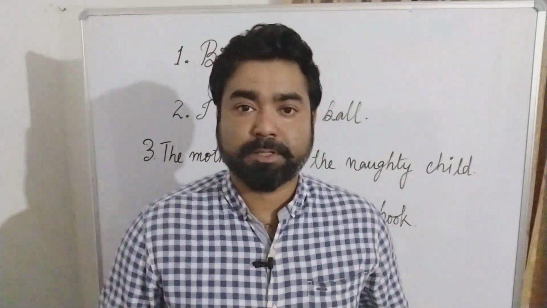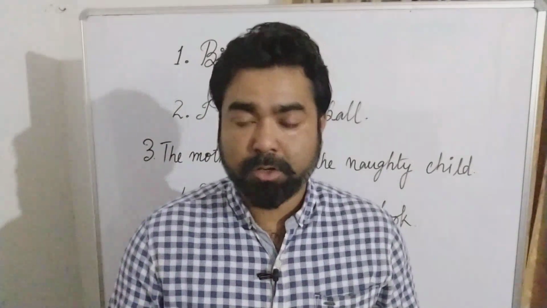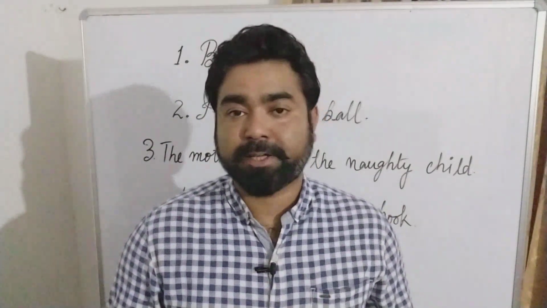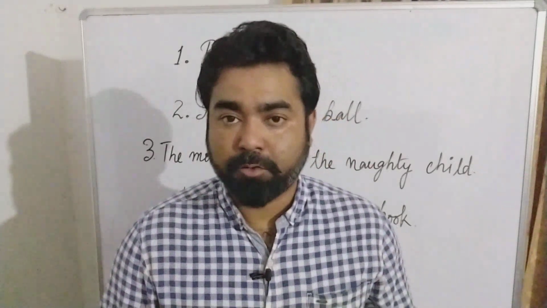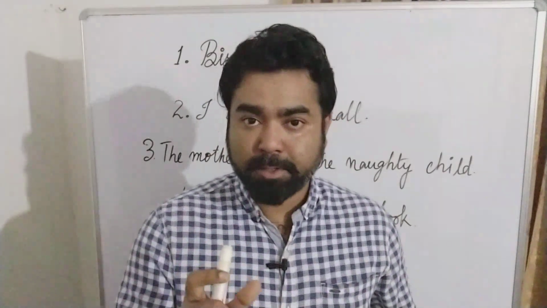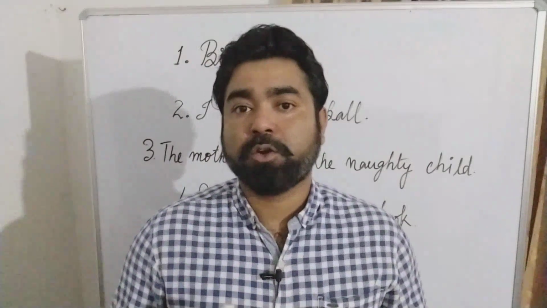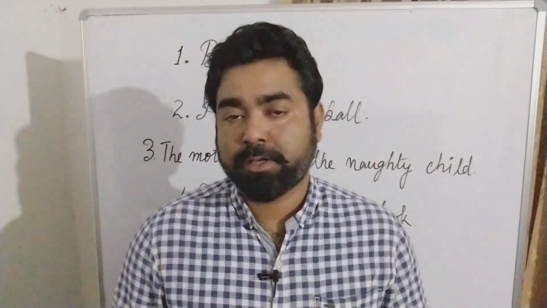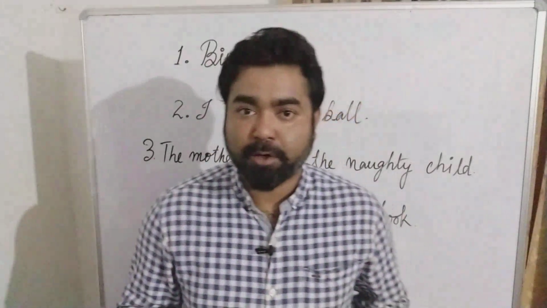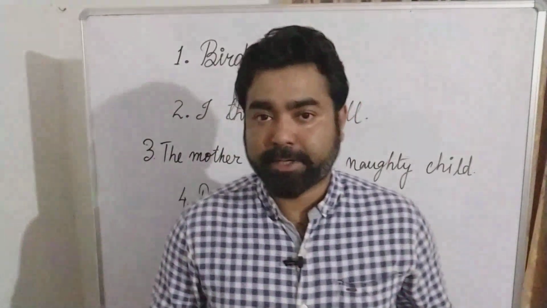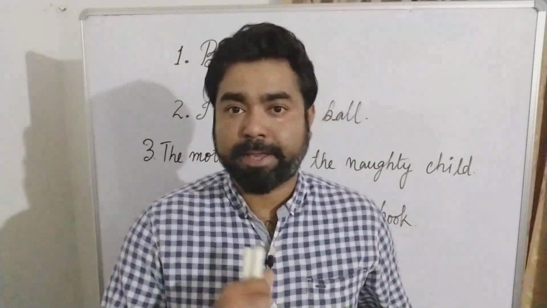Object of the verb is either a word, a noun, or any other word which is acting as a noun, or it can also be a group of words which is doing the work of a noun and it is helping the main verb in the sentence to complete the meaning of the sentence. Simply, that is the definition of an object. Now object can be of two types. One is direct object and one is indirect object.